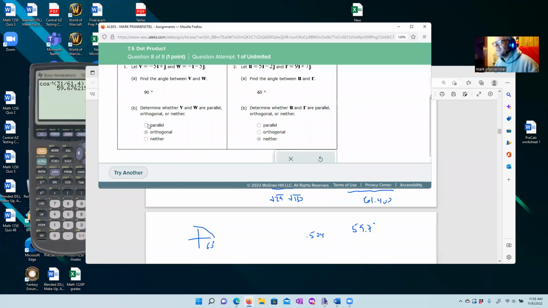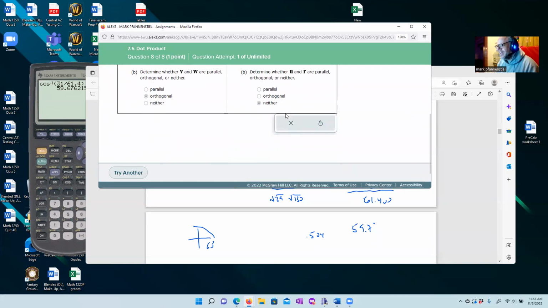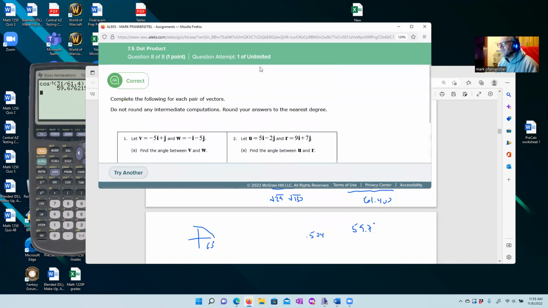So usually they only ask you for part B. If it's orthogonal, you know it's 90, so they don't ask you. If it's neither, they could ask for more information, like what the actual degree is. But other than that, that's pretty much all there is to dot products. That's a pretty standard question.